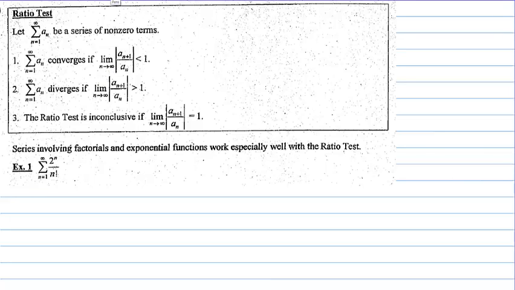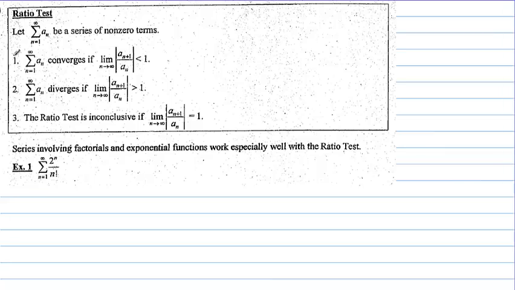In deciding whether a sequence, or in this case a series, converges or diverges, we talk a lot about how you need to add less and less and less, and eventually you add so little that it's considered zero. Well, that's kind of the concept behind the ratio test. We let the summation n equals 1 to infinity of a sub n be a series of non-zero terms.